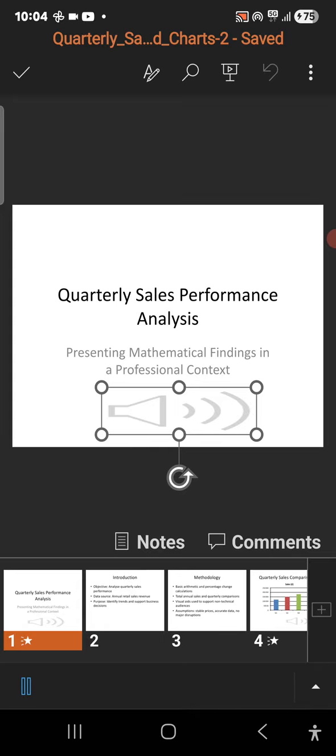Undertaking this presentation for the course Level 3, Maths for Numeracy Teaching. This is part of the requirement, and this particular requirement is dealing with sales and, in terms of professional context, how to present it in that manner. So the further slides will be based upon this.